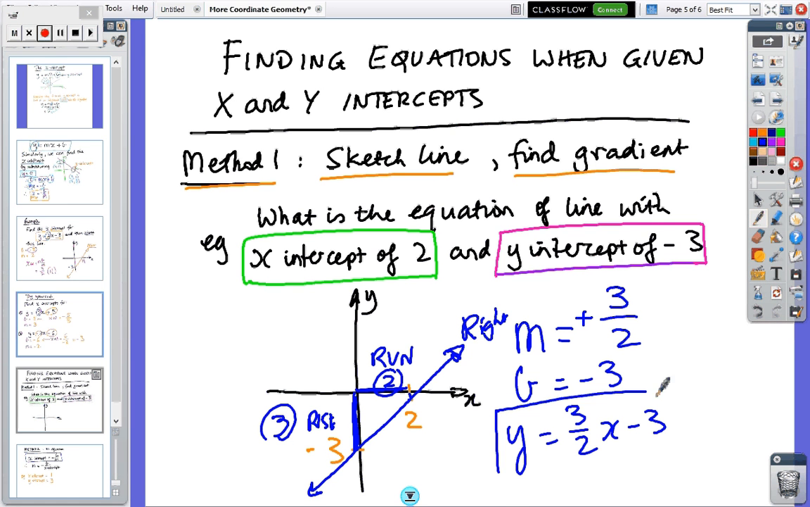So method 1 is probably the method that most of you will do. You just do a sketch, then you've got the rise and the run staring at you. Put the plus or the minus for the gradient if it's heading to the right or heading to the left. The y-intercept is the b value, so you're done. Okay, copy that, and when you're ready, come across.